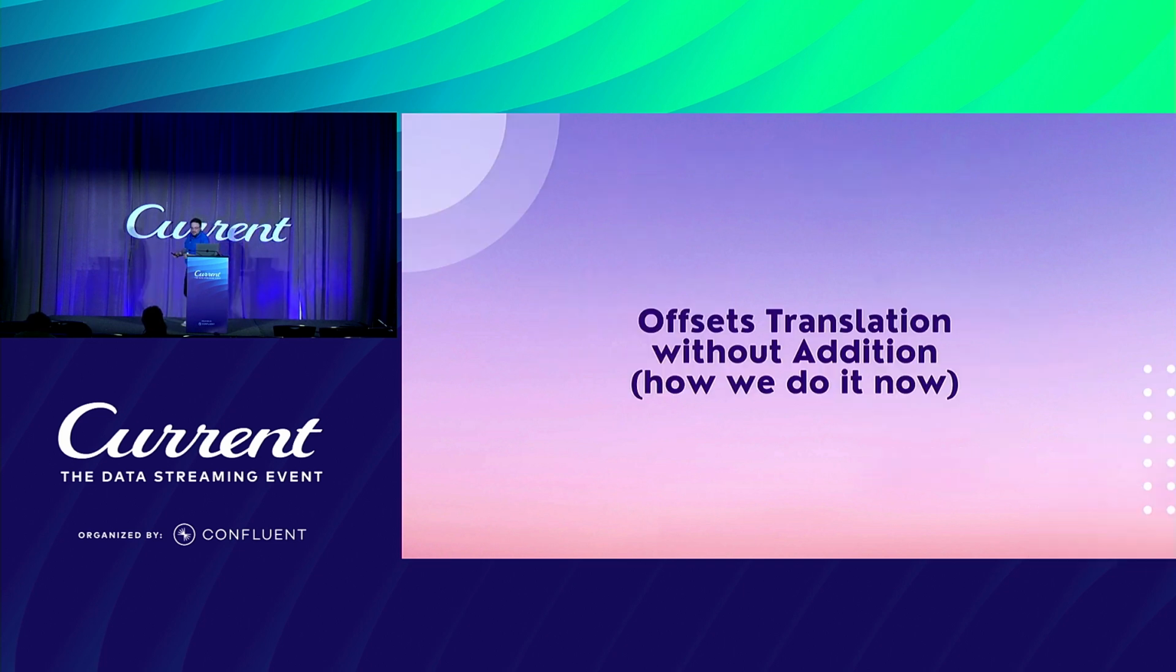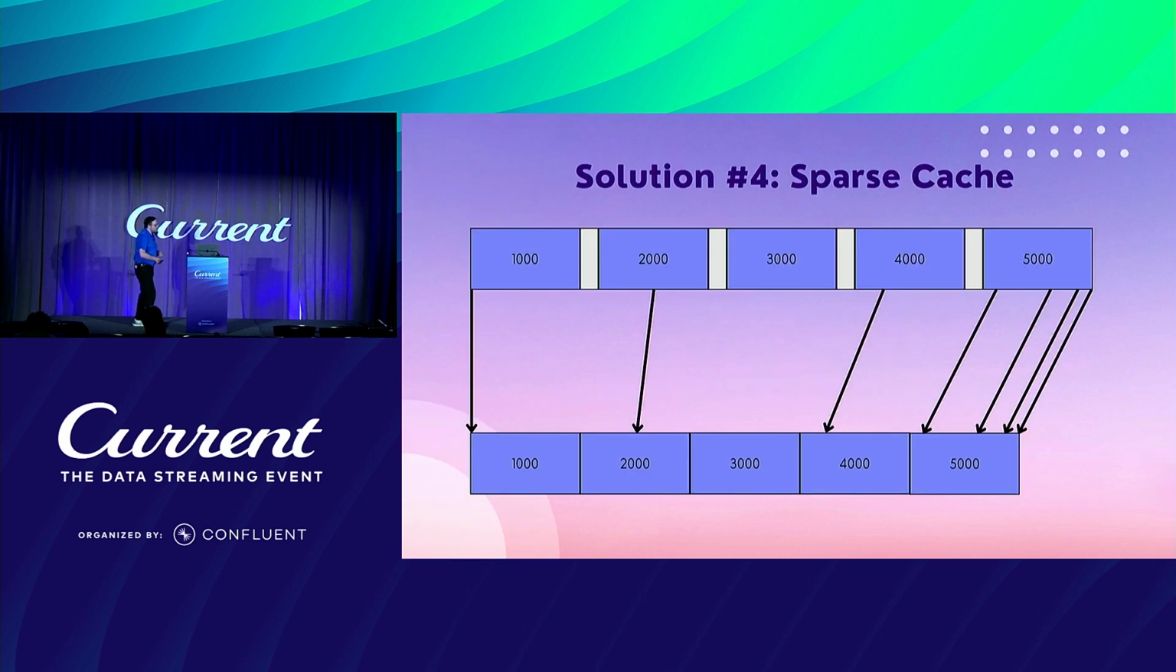So with that intro, how do we do it now? I call this the sparse cache. As opposed to the dense cache of storing lots of records close together, we just store a few records, but in strategic locations. So here I have a very minimal diagram because it's only a 5,000 record topic.